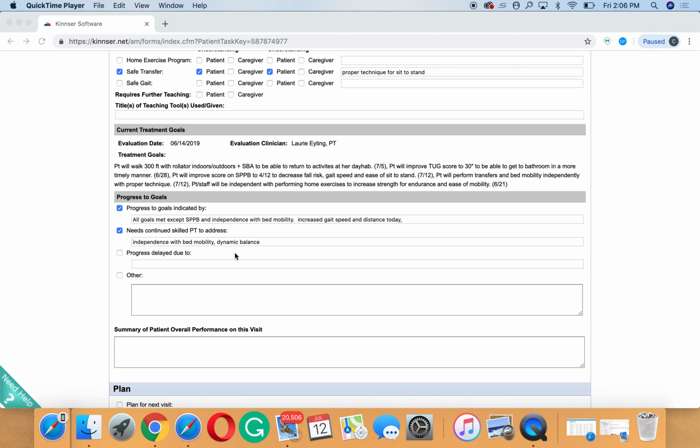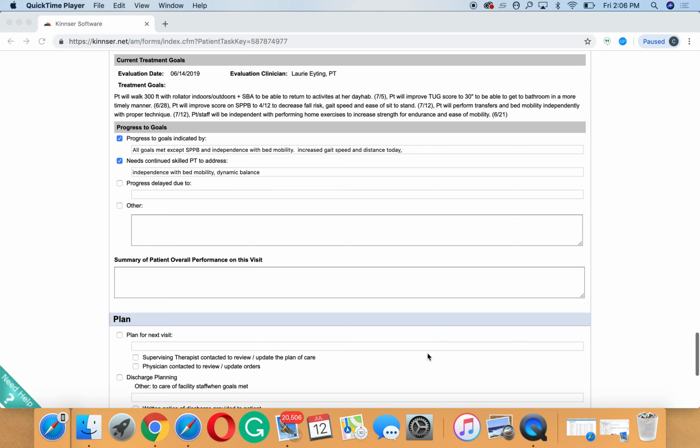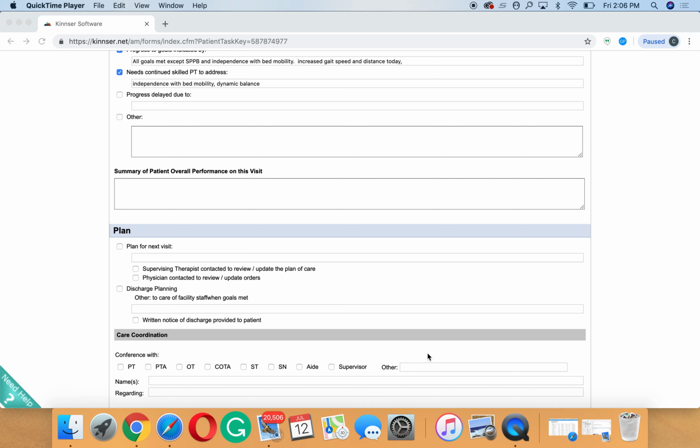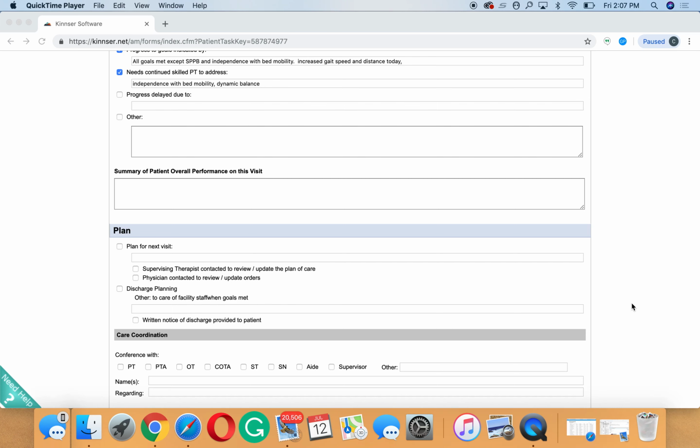Continued PT needed for, that needs to be filled out. Progress delayed, that's optional. Summary, again, that should be as functional as possible. You need to be able to ask the patient every day, if there's a particular skill that they have trouble with, how'd you do with taking your shower today, or whatever that skill is. And if the patient says, I was able to climb into the tub today without my daughter holding on to me, well, then state that here. That's progress towards a goal.